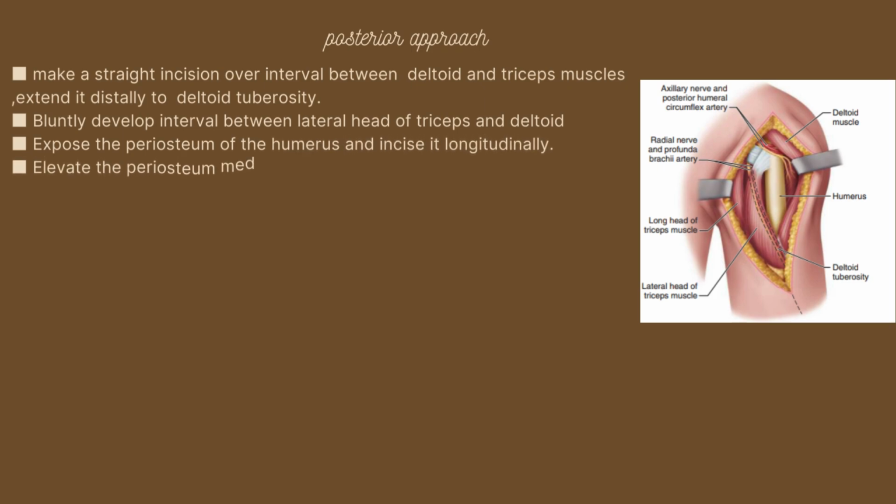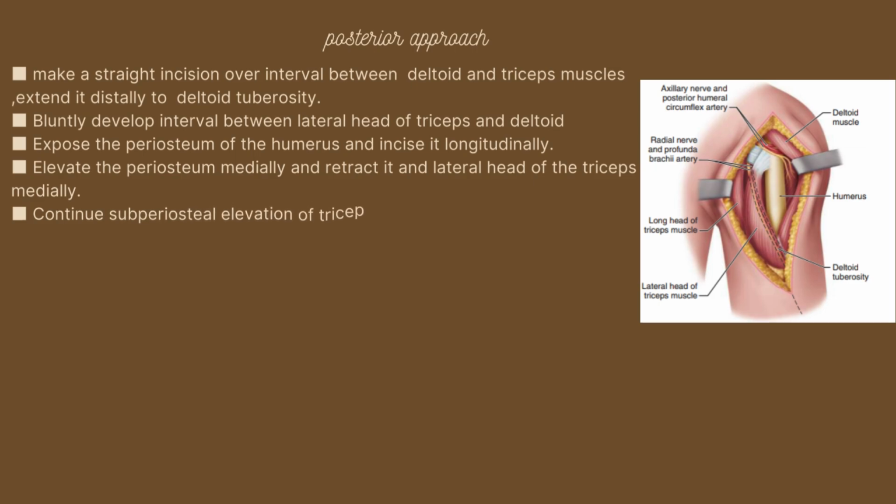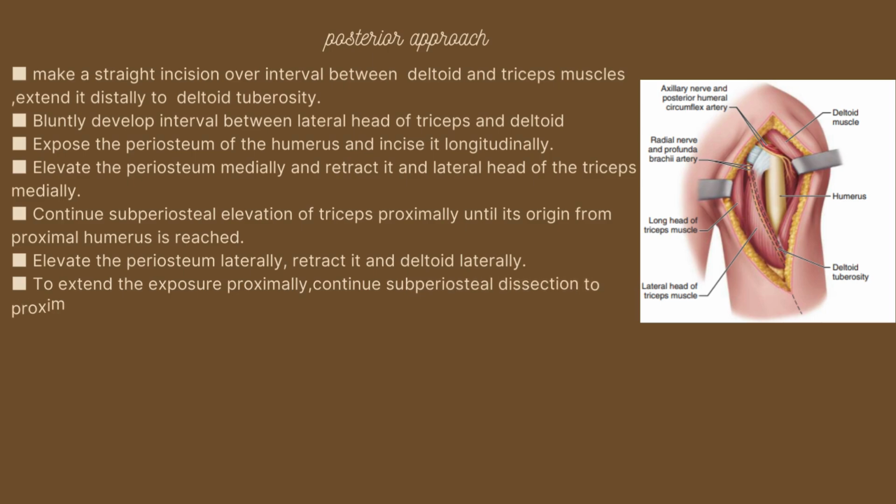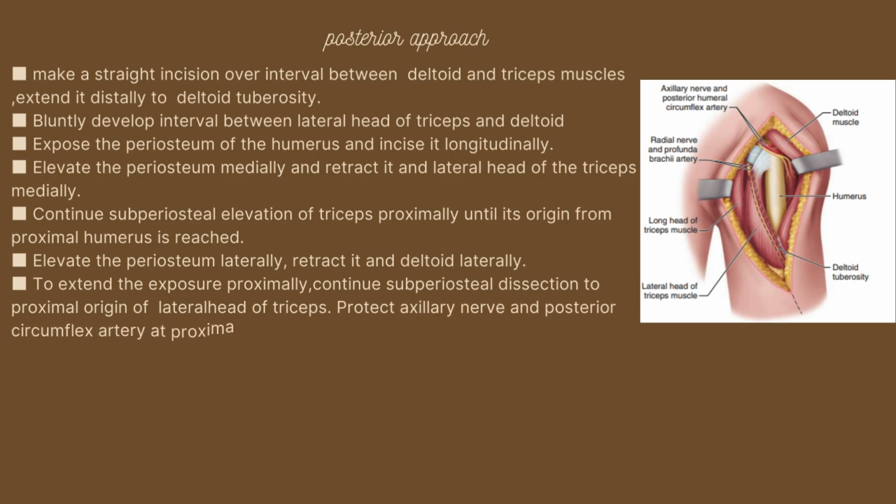Elevate the periosteum medially and retract it and the lateral head of the triceps medially. Continue subperiosteal elevation of the triceps proximally until its origin from the proximal humerus is reached. Elevate the periosteum laterally, and retract it and the deltoid laterally. To extend the exposure proximally, continue subperiosteal dissection to the proximal origin of the lateral head of the triceps and protect the axillary nerve and the posterior circumflex humeral artery at the proximal edge of the exposure.